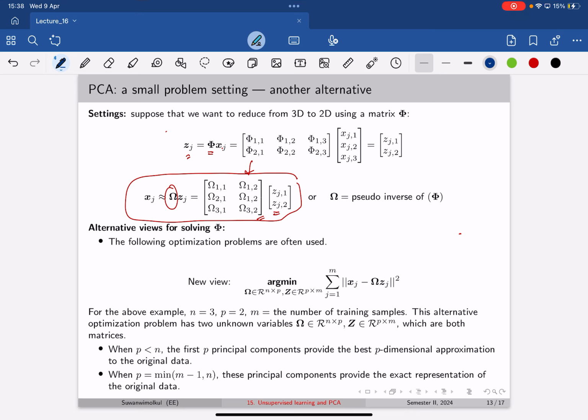Anyway, let's take a 5 minute break. We will look at the alternative view and go through an example, maybe a use case of this PCA.